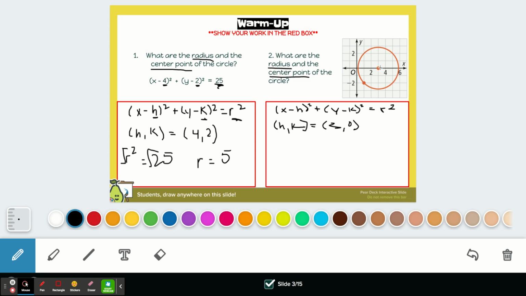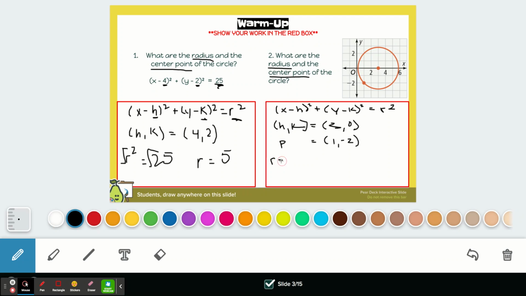Now, the radius, as you see, I can't just count the line. So I'll actually have to use the distance formula, right? How do I do that? I know that my other point is at 1, negative 2. So I've got 1 and a negative 2. So now I need to use the distance formula, right? So the distance formula is going to be this side of the equation.